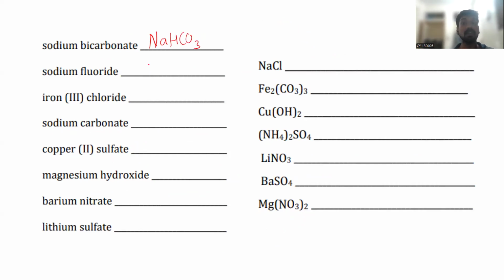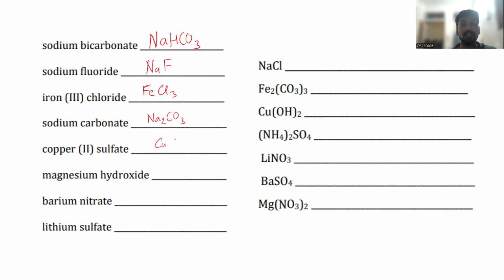Sodium fluoride, Na plus, F negative. How are we going to write it? NaF. Iron chloride: iron has multiple oxidation states, and while naming, the number tells us it is in the +3 oxidation state, so FeCl3, because iron will be in the +3 oxidation state. Sodium carbonate, we are going to write Na2CO3. Na is +1, and CO3 has a 2 negative charge.